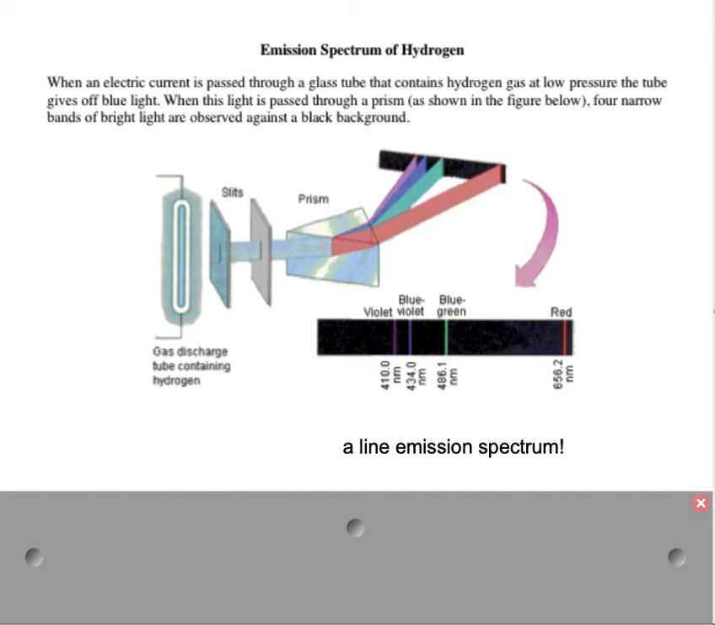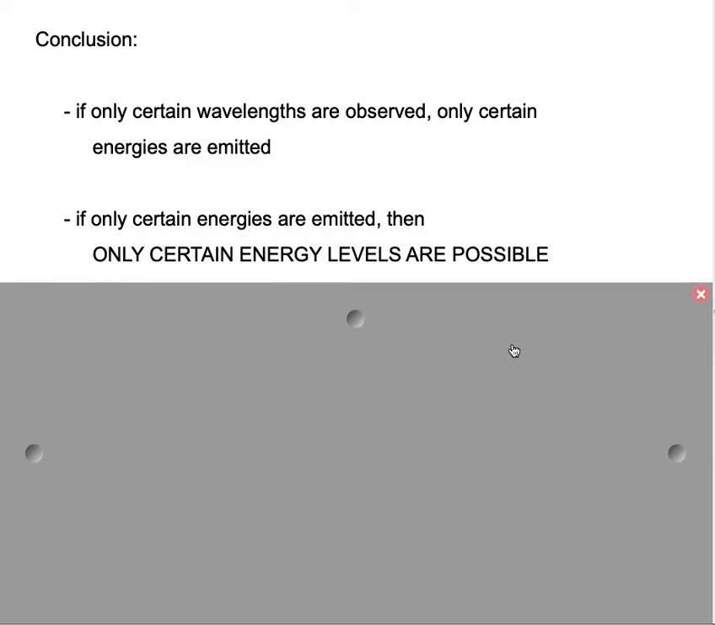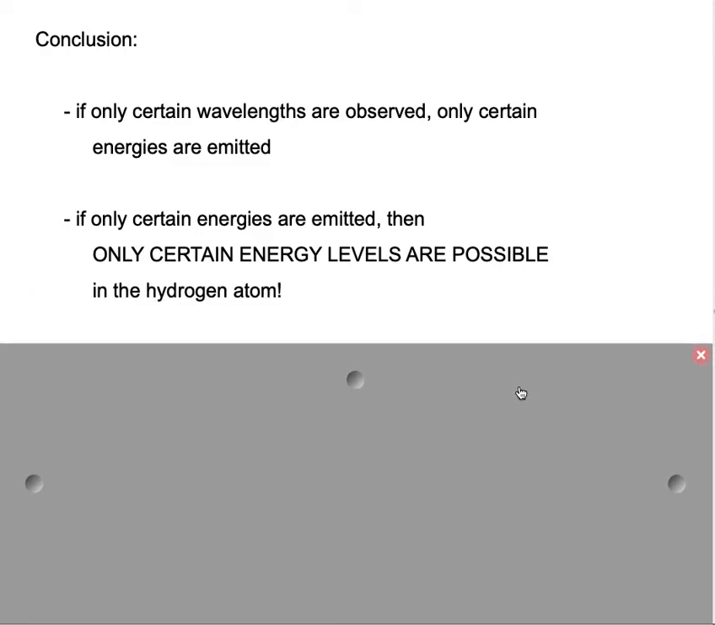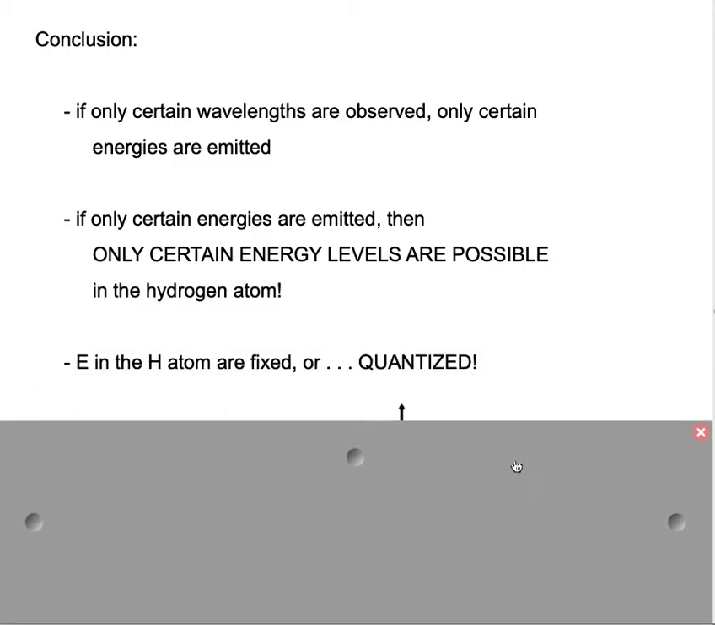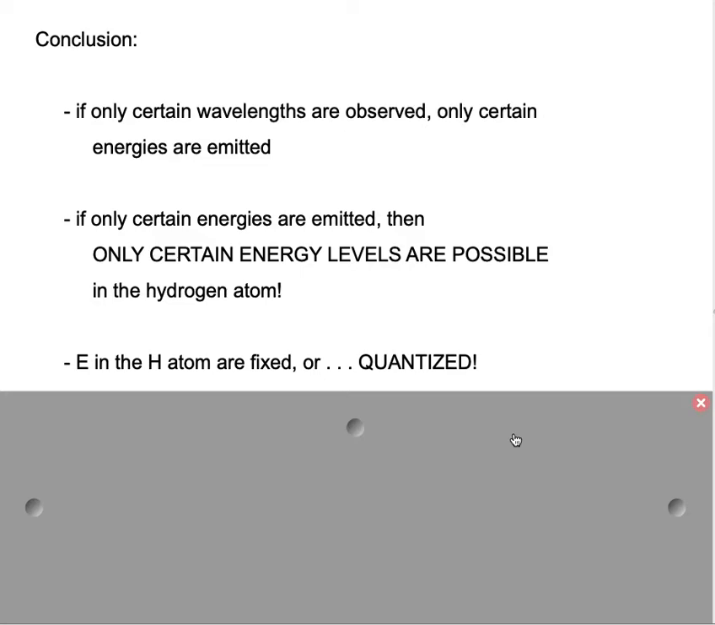This proves something very important about the hydrogen atom and all other elements in the universe. Here's our conclusion. If only certain wavelengths of light are observed, then that means only certain energies are being emitted by the hydrogen atoms when they go from higher states to lower states. If only certain energies are being emitted, then only certain energy levels are possible in the hydrogen atom, which proves that the energy levels in the hydrogen atom are fixed, or as we say, quantized.